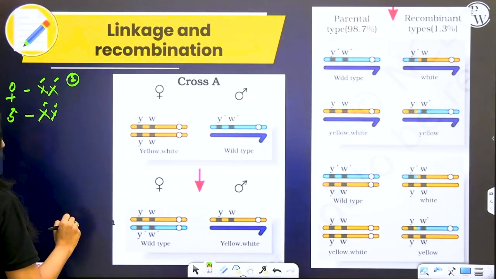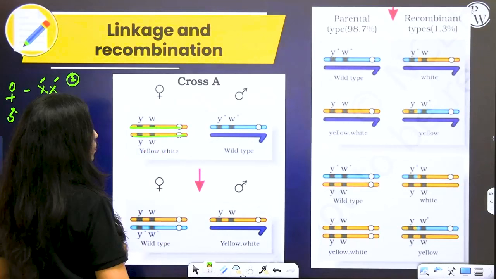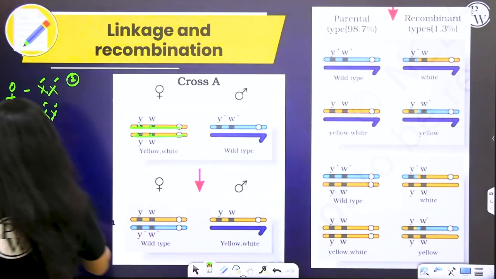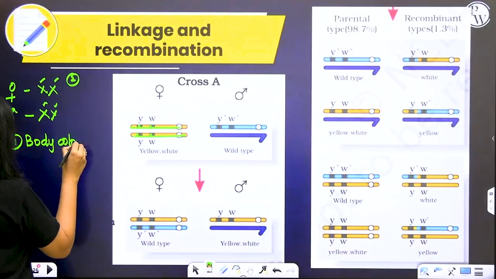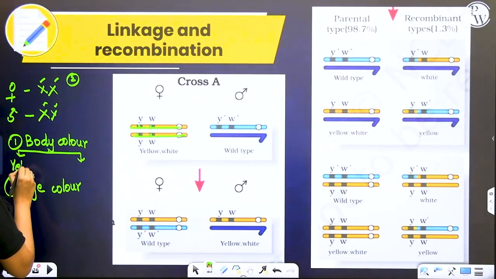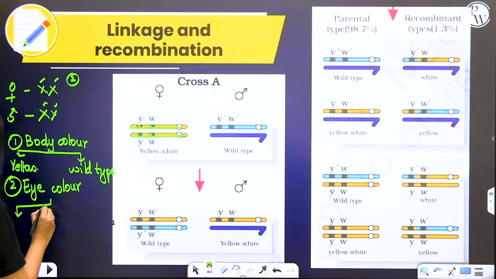Most children get overwhelmed by looking at these images. These are nothing but very simple representations of a dihybrid cross. What you're looking at here are two chromosomes. This band here represents the location of that particular gene governing the character. In the first cross that he performed, he considered two characters, which was the body color, and the second one was eye color. The body color could be yellow or brown actually, but here it's given wild type. The eye color could be white or red.